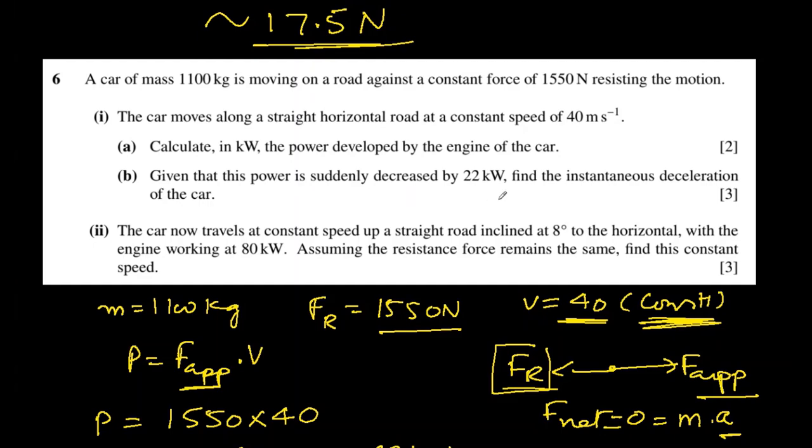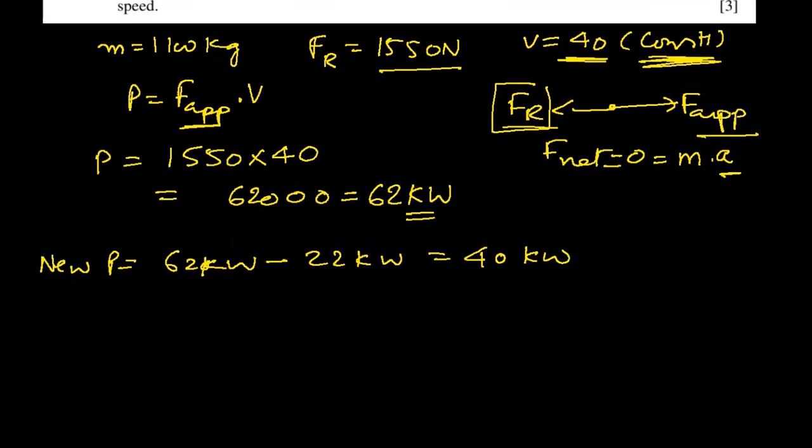Find the instantaneous deceleration of the car. What is the instantaneous deceleration? So now let's find, we know the power is force applied times velocity again, and it is suddenly happening. That means the speed was still 40 meters per second for a fraction of a second. So we will use that because they're saying instantaneous deceleration, okay, and power is now 40,000.